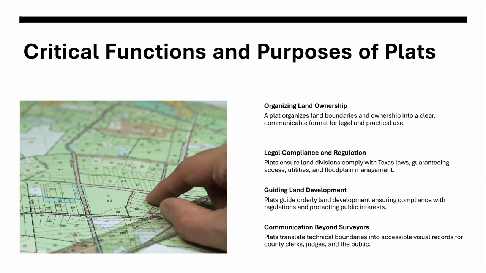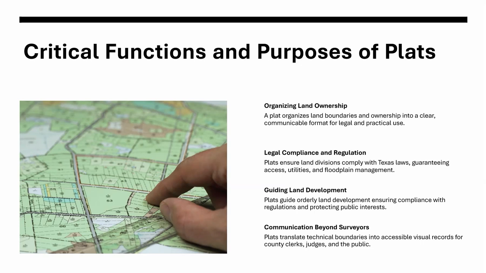The plat fulfills this need by adhering to conventions: a bold boundary line, clearly labeled lot numbers, bearings and distances along each segment, curve data in neat tables, a north arrow and scale prominently displayed. For a surveyor, these are routine drafting choices. For a non-surveyor, they are the difference between confusion and clarity.